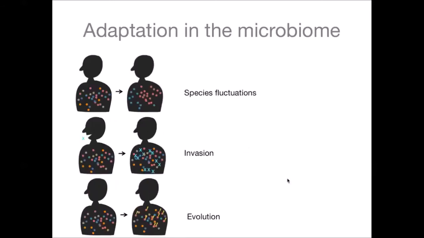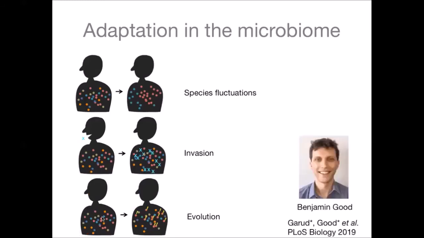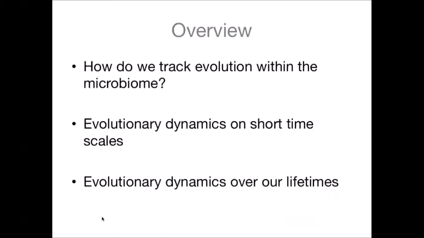So we've just outlined 3 possible scenarios by which the microbiome can respond to selective pressure. And right now, I'm going to explain to you what we found, which is a collaboration with Benjamin Good, which was recently published in PLOS Biology. So the overview of this part of the talk is how do we track evolution within the microbiome. Then I will share with you what evolutionary dynamics on short timescales looks like, and then evolutionary dynamics over our lifetime.